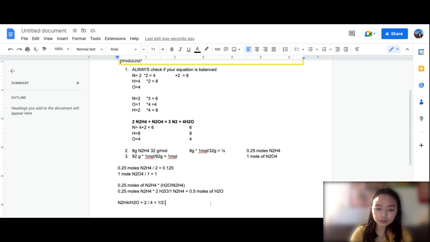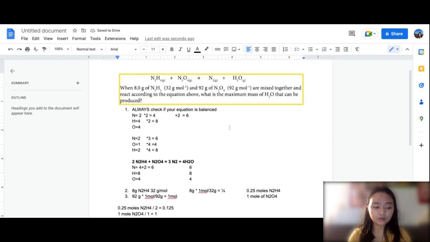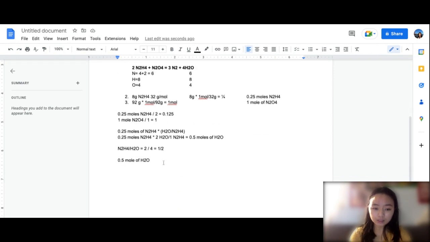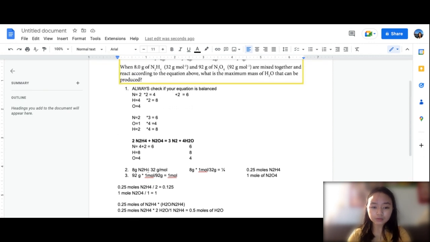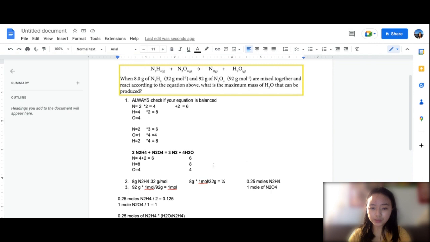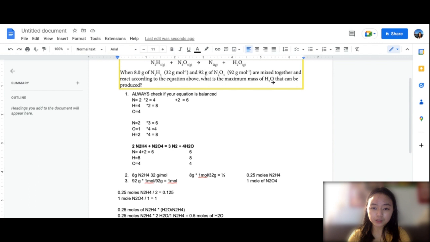Okay, so now we have half a mole of water. Are we done? No. The question says, what is the maximum mass of H2O that can be produced? Mass, the standardized unit, is in grams. So how do we convert moles to grams? By using dimensional analysis, cancel out by a ratio of 1 with the molar mass, just like what we did up here when we turned grams to moles. Well, we can do that by finding out the molar mass of H2O.